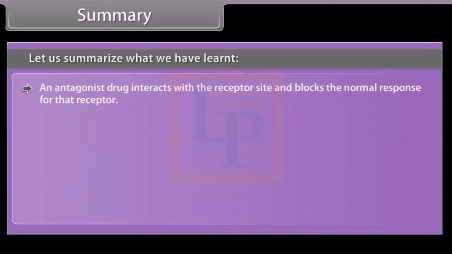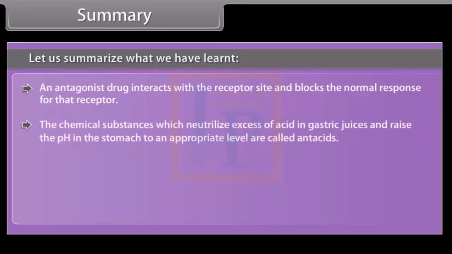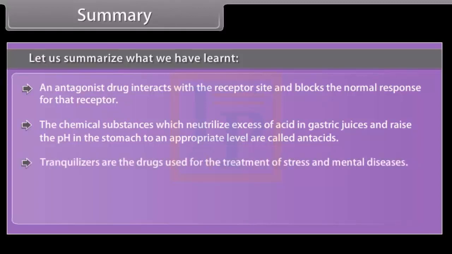An antagonist drug interacts with the receptor site and blocks the normal response for that receptor. The chemical substances which neutralize excess of acid in gastric juices and raise the pH in the stomach to an appropriate level are called antacids. Tranquilizers are the drugs used for the treatment of stress and mental diseases.